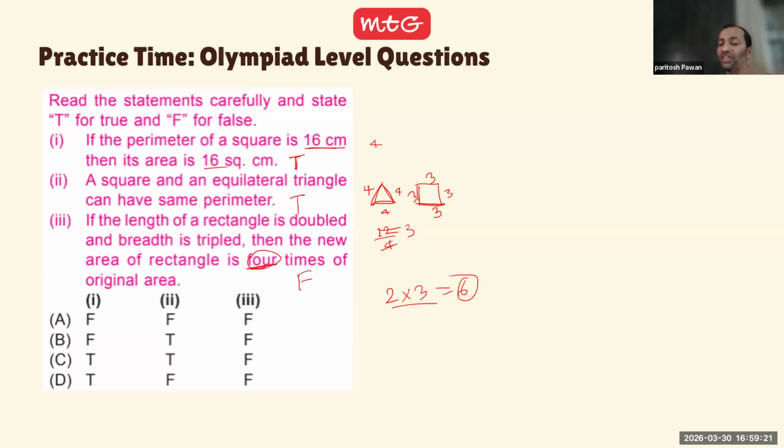There is no need to assume numbers. See how many times it has increased and multiply that. In the case of area, you multiply it. So here it is 6 times, but here it says 4, so it is false. So option C is correct, which is true, true, false. Clear? Anyone? Yes, Ajay, tell me, beta.